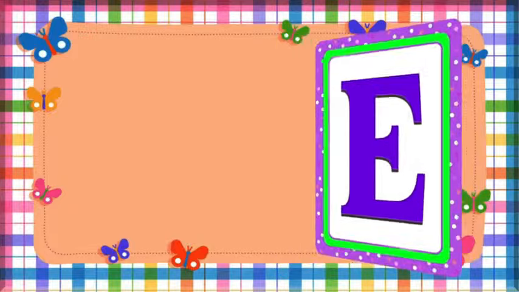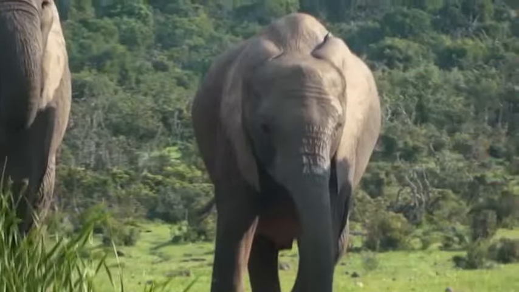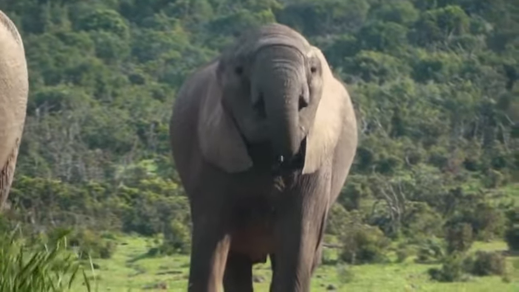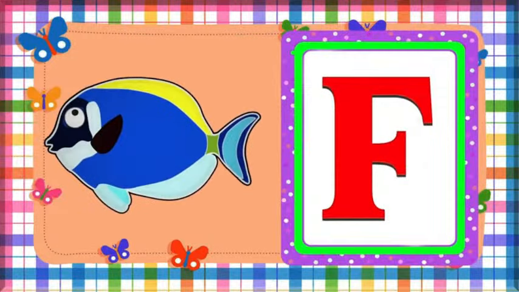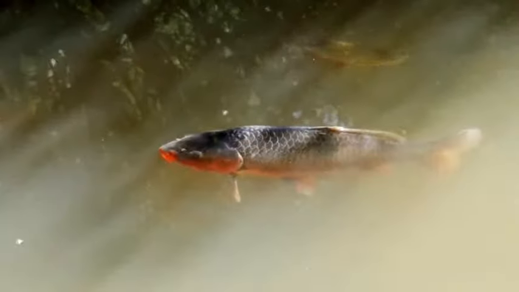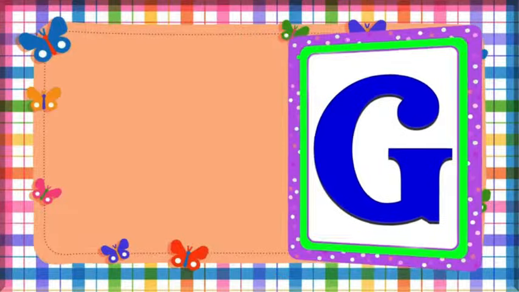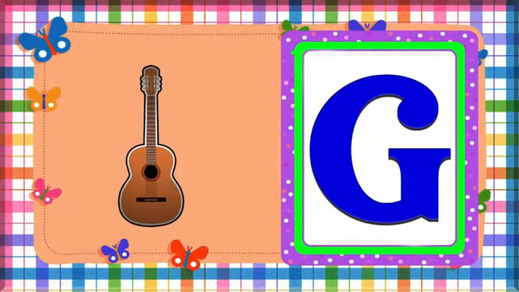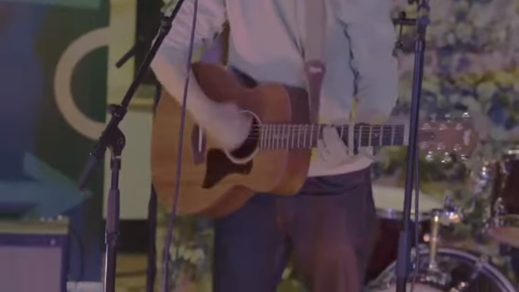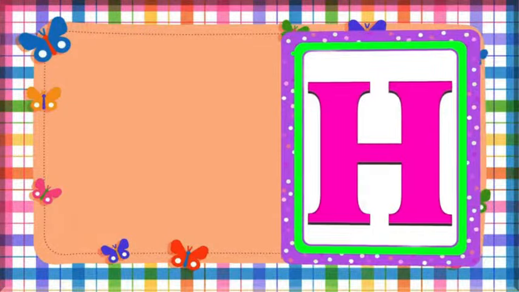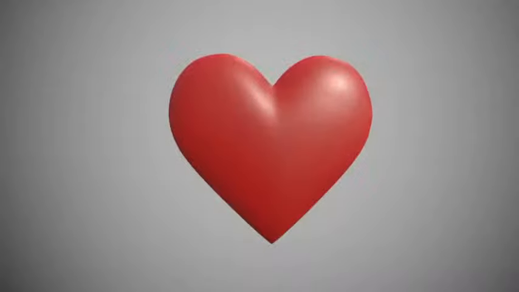E. E is for elephant. Elephant. F. F is for fish. Fish. G. G is for guitar. Guitar. H. H is for heart. Heart.